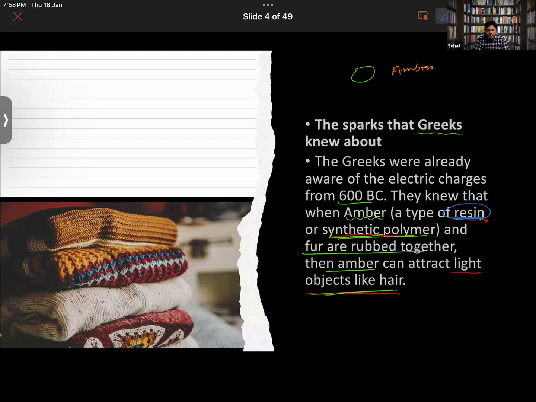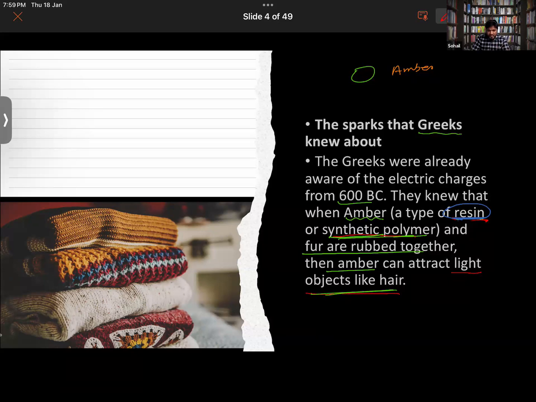Resin is also taken out from plants, and from resin, amber is made. If cloth is rubbed across the amber, the amber becomes charged, and now it can attract light objects. As early as 600 BC, Greeks were aware of charges. Getting it, guys?